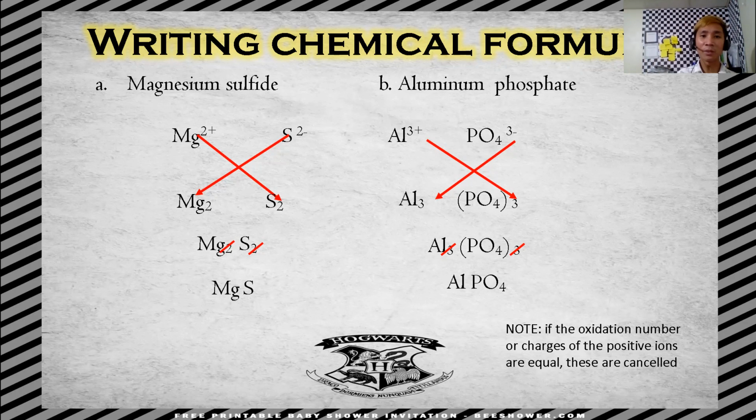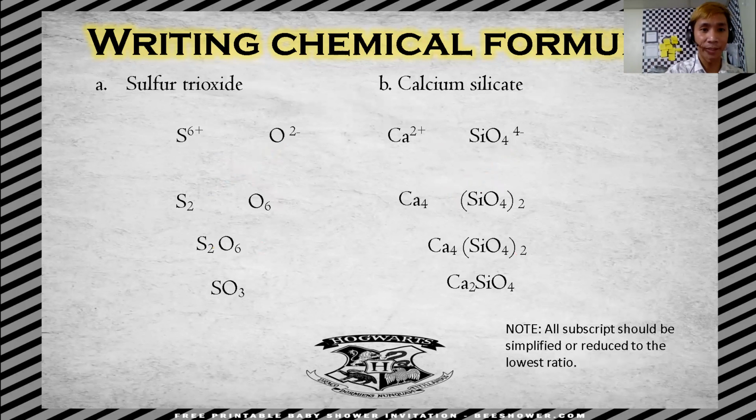And then we have aluminum phosphate. So yung oxidation number ni aluminum magiging subscript ni phosphate, and then yung oxidation number ni phosphate magiging subscript ni aluminum. So what you are going to do is to cancel out everything kasi similar lang naman sila ng subscript. So to simplify that, we have AlPO4. Tatanggalin nyo na yung parenthesis kasi automatically naging 1 na siya. So yun. Okay?